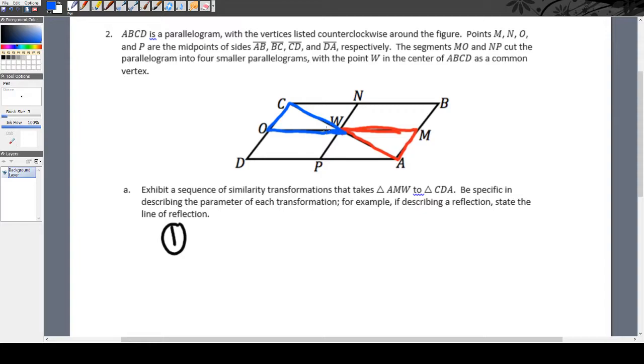You could have also stated, if you wanted to, to reflect the triangle over the line NP, and your triangle would end up in a similar position. So my first step would be to rotate 180 degrees about W. That would be our first step. And I'm going to draw each step of the transformation in a different color, so hopefully it'll be easier for everyone to see.